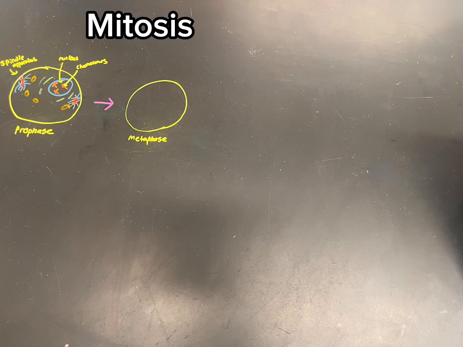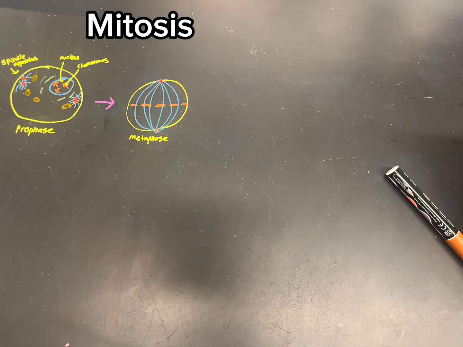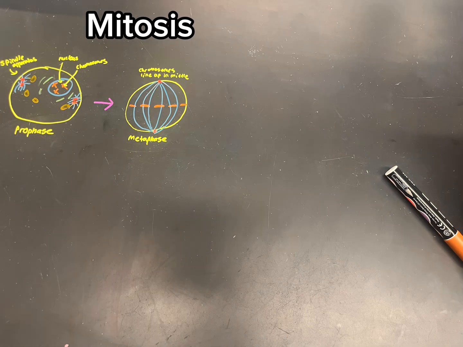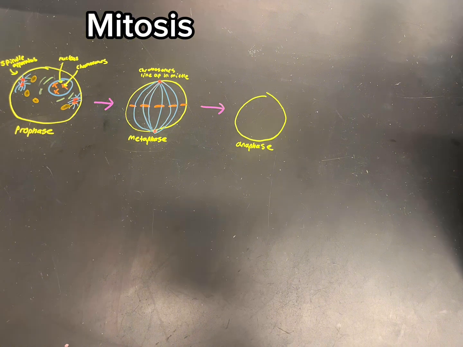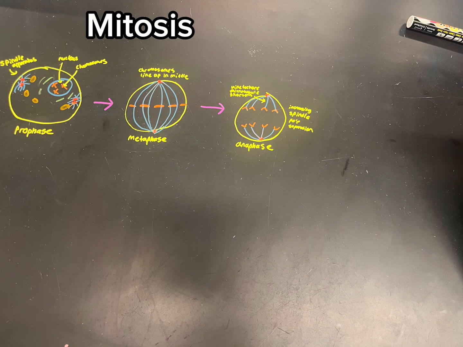During metaphase, the chromosomes line up in the middle of the cell, and the spindle fibers attached to the kinetochores coordinate movement. During anaphase, the sister chromatids separate at kinetochores, and the proteins holding the sister chromatids together are inactivated. And they're pulled by motor proteins walking along microtubules, and the poles move farther apart.